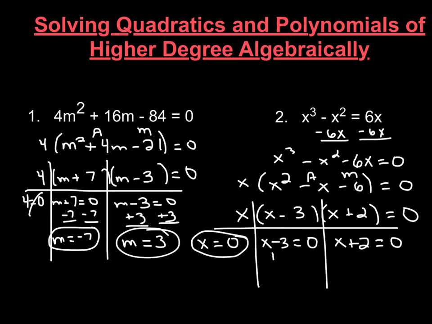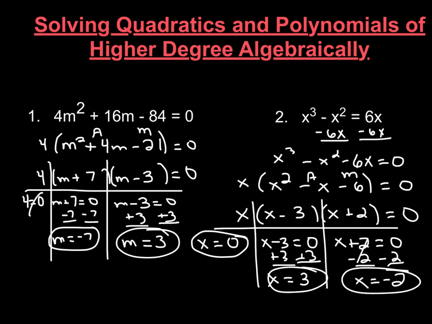Okay, in the next one, we could add 3 to both sides, leaving us with x equals 3. And then over here, we could subtract 2 from both sides, leaving us with x equals negative 2. And remember, you can always check these by taking your answers and substituting them back into the original equation to see if they check. Now, 2 things I want to point out. When we looked at this equation in the beginning, it was a 3rd degree equation, right? X to the 3rd, that's our biggest exponent, and we wound up with 1, 2, 3 answers.